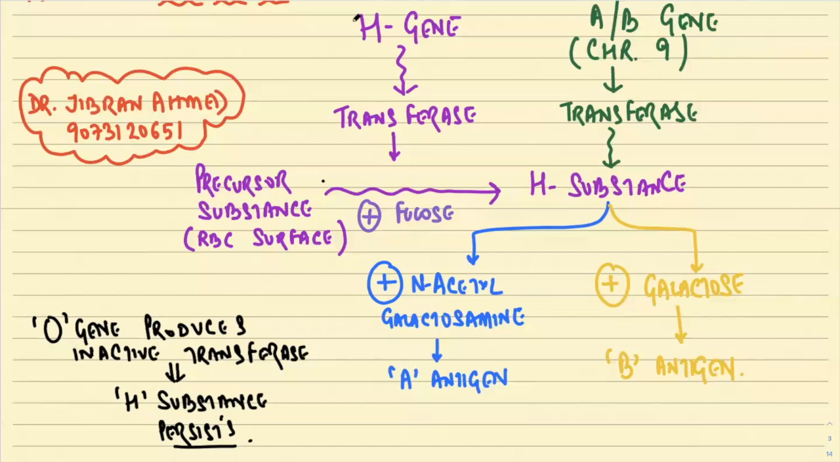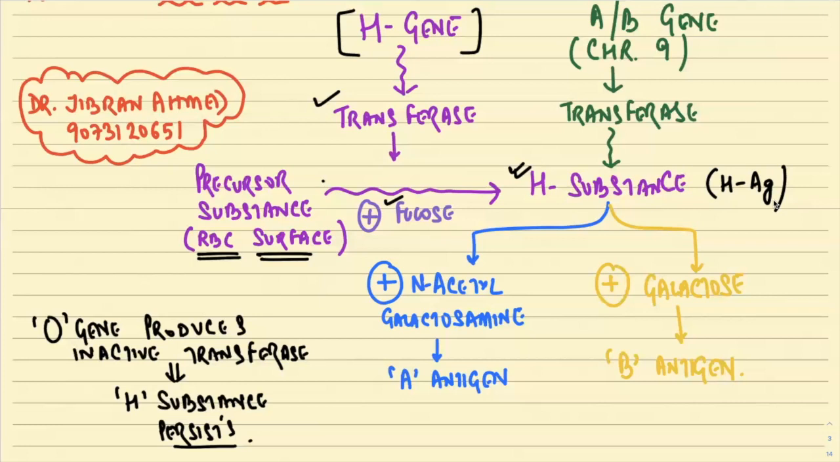So firstly, we see that there is a gene called the H gene. And this H gene encodes an enzyme called a transferase, a specific transferase encoded by the H gene. This transferase acts on a precursor substance present on the surface of the RBC, and adds a carbohydrate molecule called fucose, and then converts this precursor substance into what is called the H substance, which is nothing but the H antigen that we had seen on the surface of the RBC. Is that very clear to everyone?